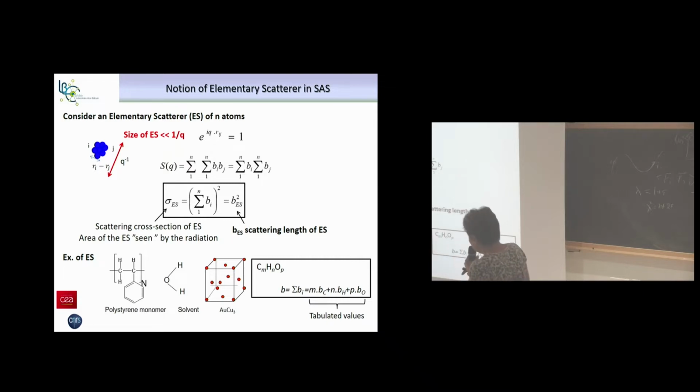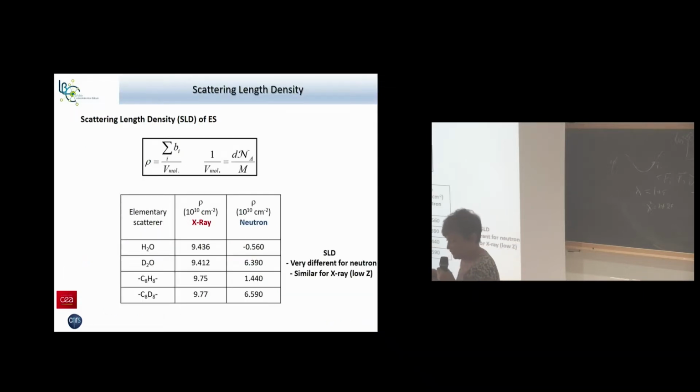So now, if I put more atoms in my elementary scatterer, I will have a huge B value because I add a lot of B contributions. So what is important for the scattering is not B, it's B divided by the volume of the elementary scatterer. This is the real power of diffusion of the elementary scatterers.